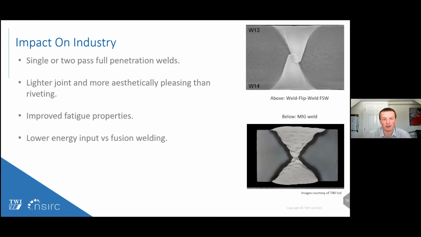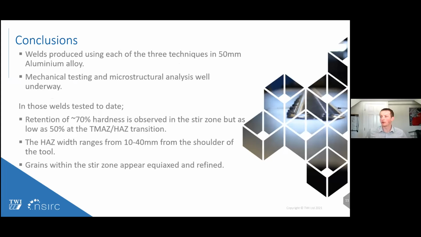But most importantly, for me, it's a green process, and that is probably the most important impact that we can have. So to conclude, we've been able to produce 9 welds in 3 different grades of material. Since this presentation has been submitted, mechanical and microstructural testing is actually finished.